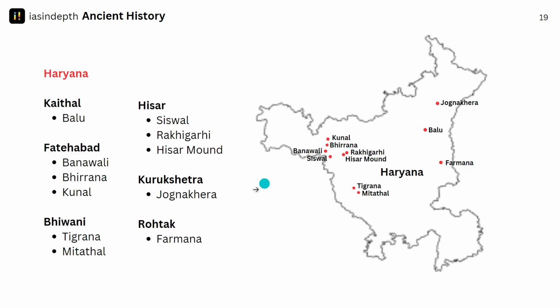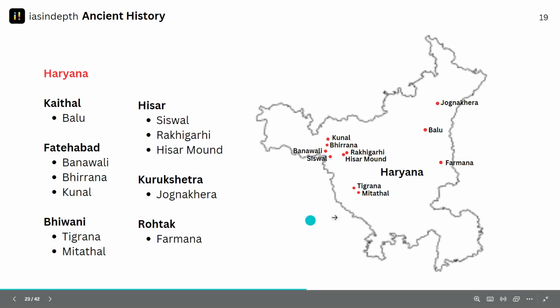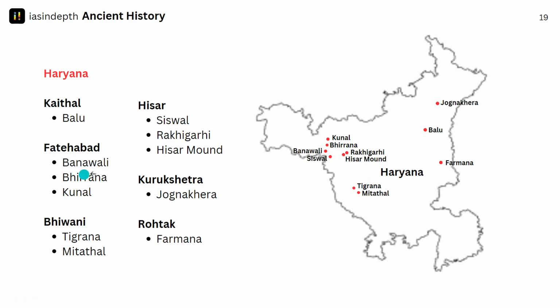Now to the western parts, we can see other important sites like Rakhigarhi, Hisar Mount, as well as Siswal. These sites are located in the district of Hisar, and Tigrana Midatal in Bhiwani in the southern part, as well as Banavali, an important Indus Valley site, Birana, as well as Kunal in Fatehabad.